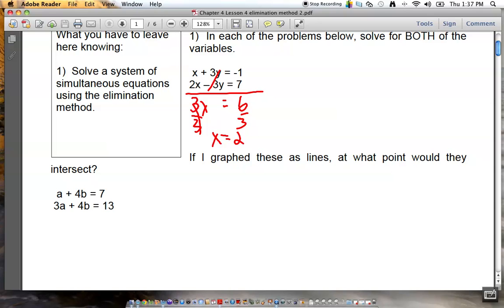X is 2. Am I done yet? No. Which equation am I better off using to go back and get y? Yeah, the first one, because the y's are positive.